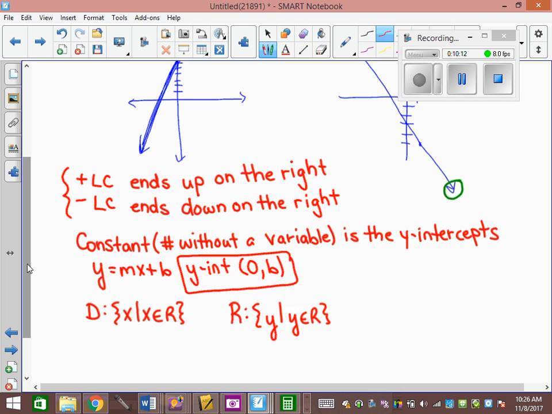How many x-intercepts does this graph have? 1. Will it always only have 1? Yeah, because it's going to cross somewhere, right? So 1 x-intercept, always. Because it's going to have to cross it somewhere. We agree?